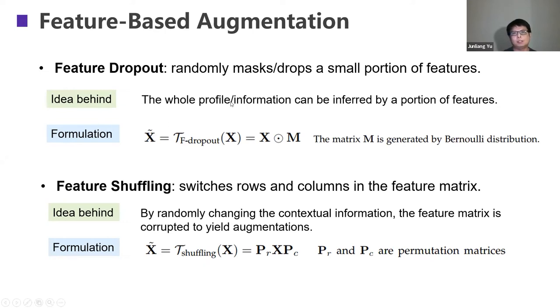And the idea behind it is that the whole information can be inferred from a portion of features. Here we can generate a matrix M by Bernoulli distribution, and then we apply this matrix to the original feature to get augmentations. Another way is feature shuffling. We can switch rows and columns in the feature matrix to augment the data. The idea behind it is that by randomly changing the contextual information, the feature matrix is corrupted to yield augmentations. Here we can see the formulation. There are two permutation matrices, which means in the permutation matrix, for one row or one column, there is only a single entry that is one and the others are zeros. And this augmentation method is often used to generate negative samples.